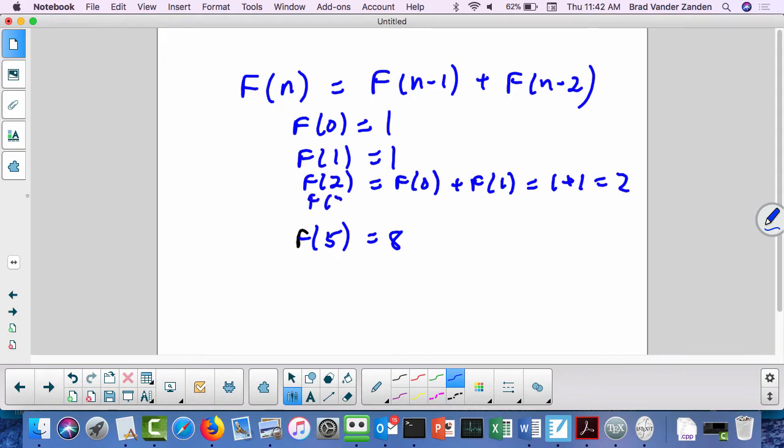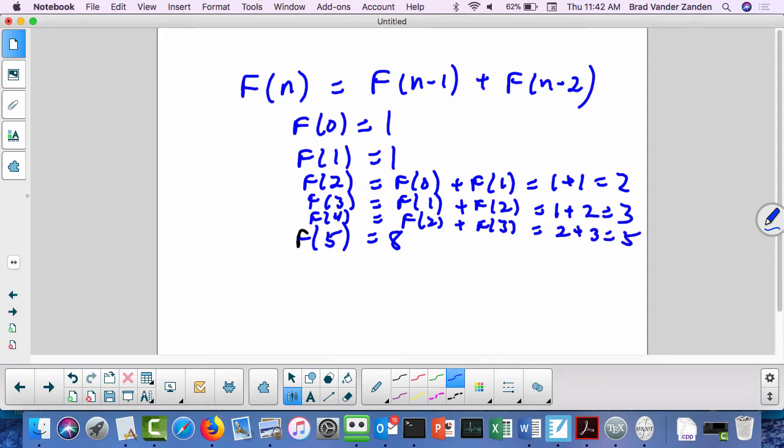F of 3 is equal to f of 1 plus f of 2, which is equal to 1 plus 2 equals 3. F of 4 equals f of 2 plus f of 3 equals 2 plus 3 equals 5. And f of 5 is f of 3 plus f of 4, which is equal to 3 plus 5, or 8. That is what we call a bottom-up approach. Okay, we started at the bottom and went up to 5. How many of you used this approach to solving it?